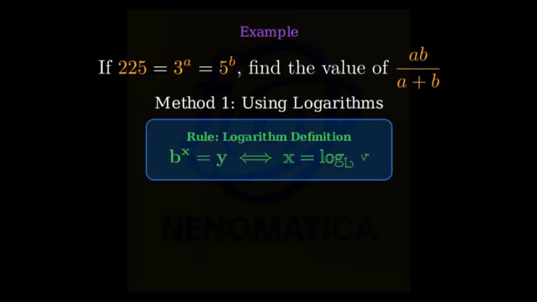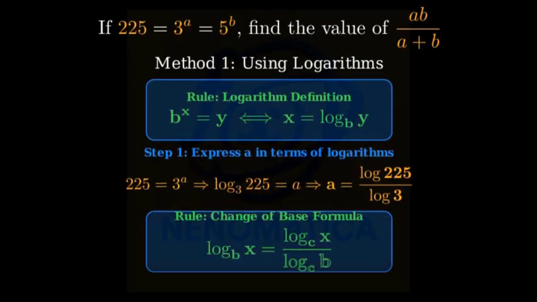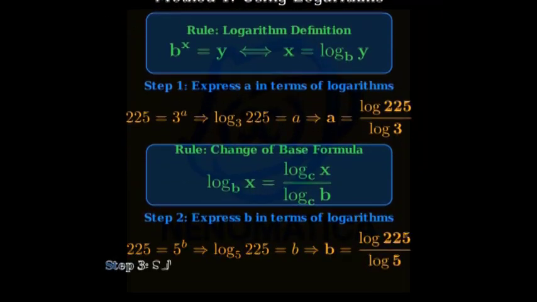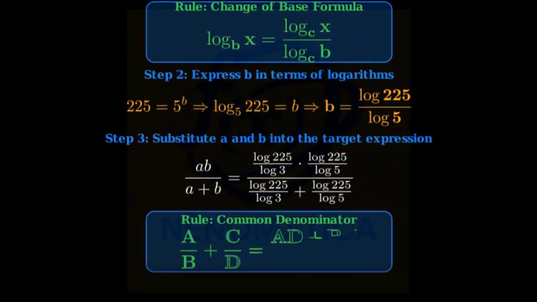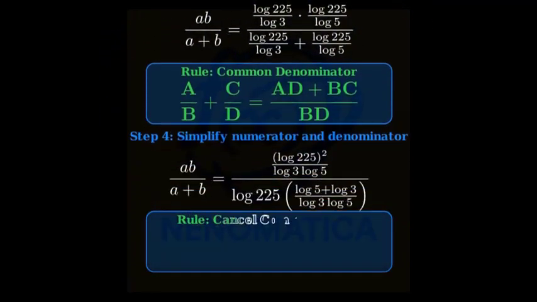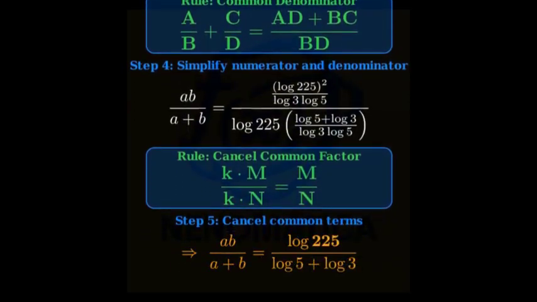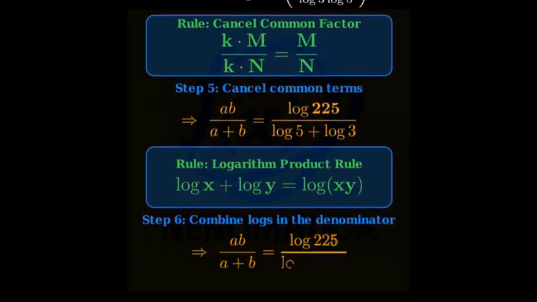Step 1. Use the definition of a logarithm to solve for a from the equation 225 equals 3 to the a. Step 2. Apply change of base to solve for b from the equation 225 equals 5 to the b. Step 3. Substitute the expressions for a and b directly into the fraction ab over a plus b. Step 4. Combine the denominator using a common denominator. Step 5. Cancel the common factor that appears in both the numerator and the denominator. Step 6. Use the product rule of logarithms to combine log 5 plus log 3 into log of 15.